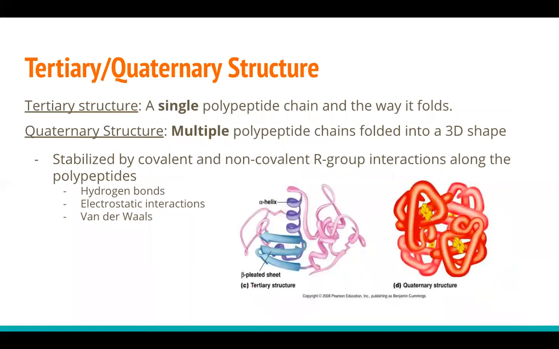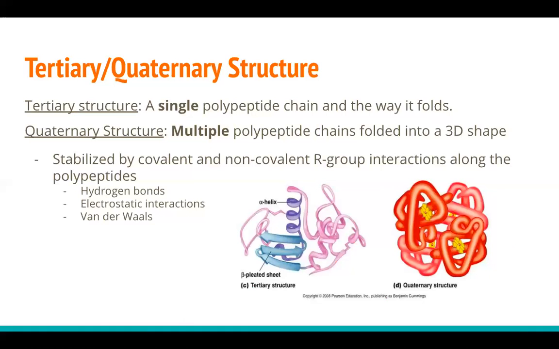Okay. And quaternary structure is separate from tertiary structure. This slide just outlines the difference between the two. Tertiary structure is when you have a single polypeptide chain that folds in on itself. Quaternary structure is when you have 2 or more polypeptide chains that fold to create the 3D shape. When you have multiple polypeptide chains, I believe those are called subunits.